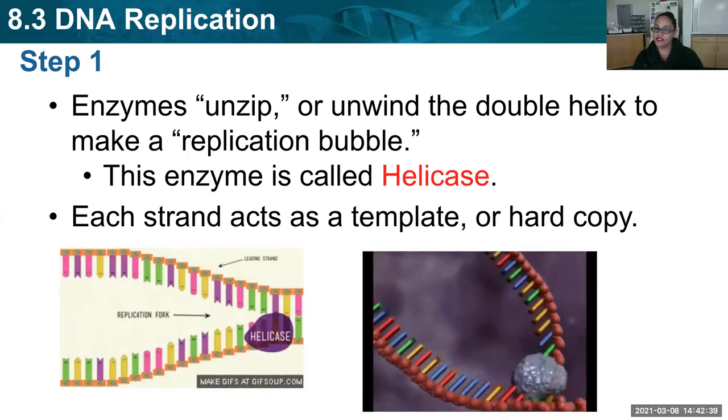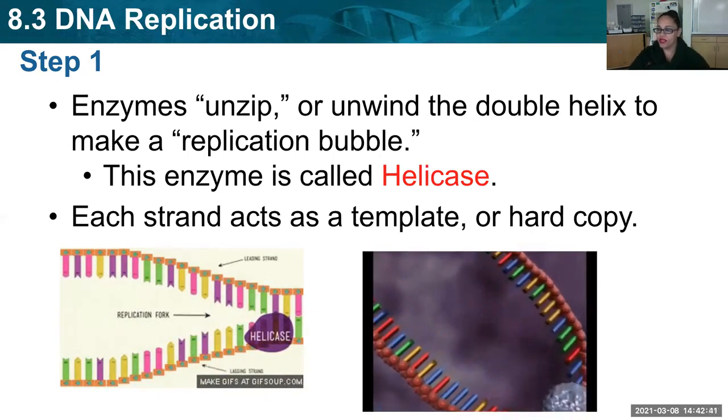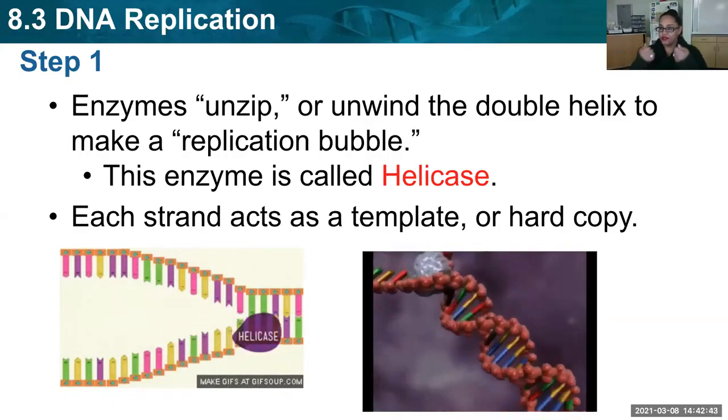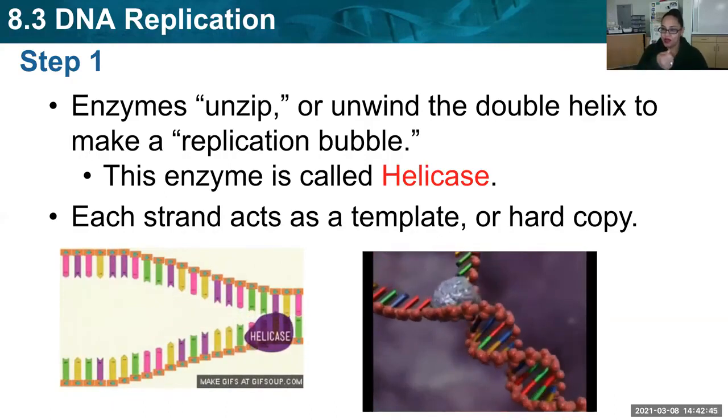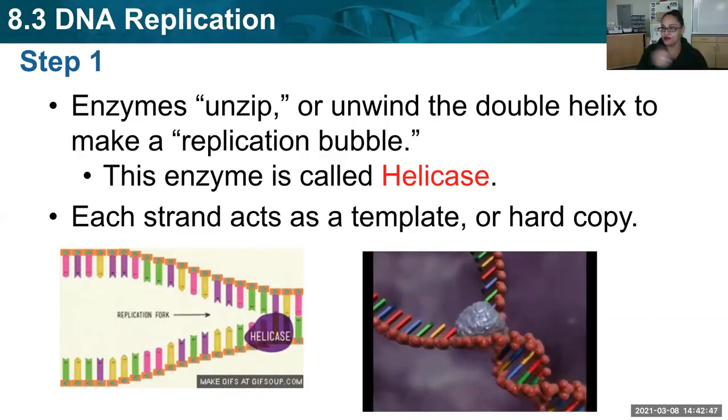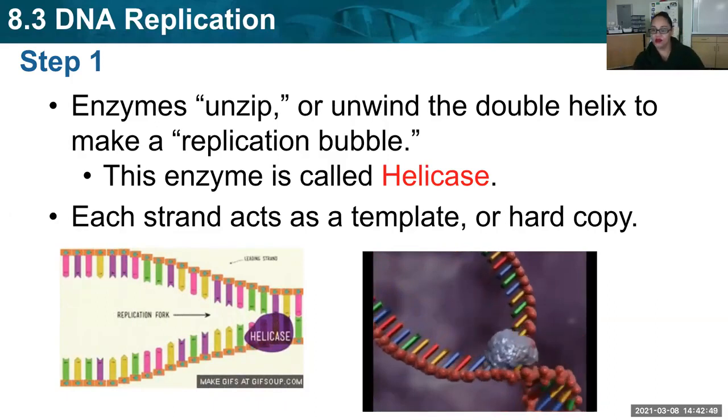So each strand acts as a template or hard copy. If you've ever made a copy of anything in a copy machine, you have that original paper that you put into the copy machine and then it gets copied. That original paper is called a template or a hard copy.